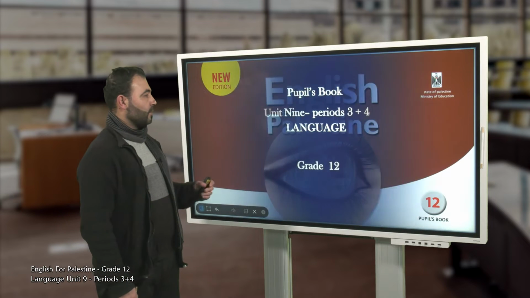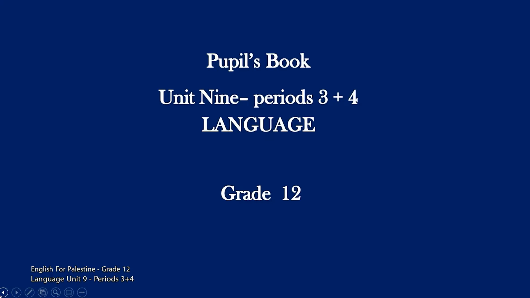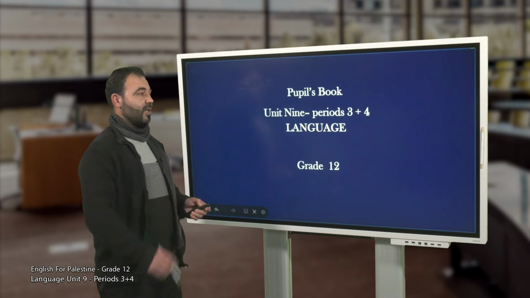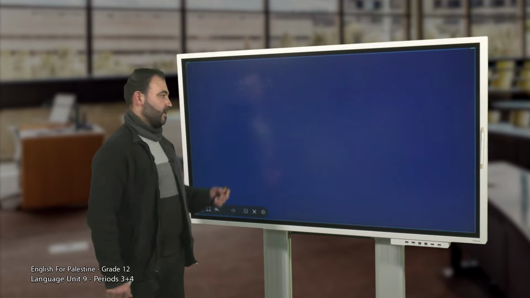Please follow up in your pupil's book, unit 9, periods 3 and 4, language. It's a language class. Let's start with the objectives of this lesson.